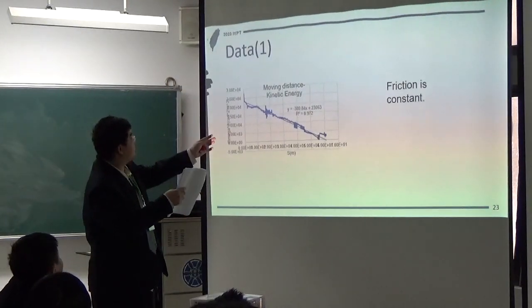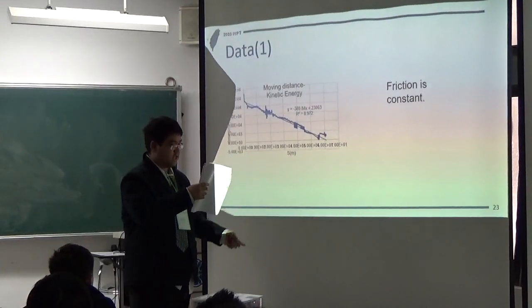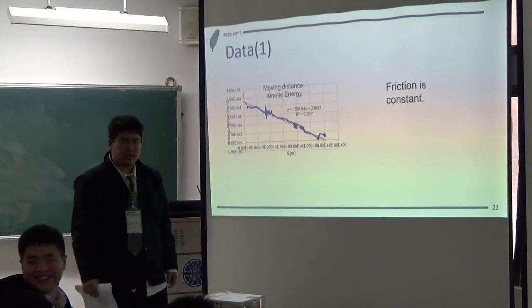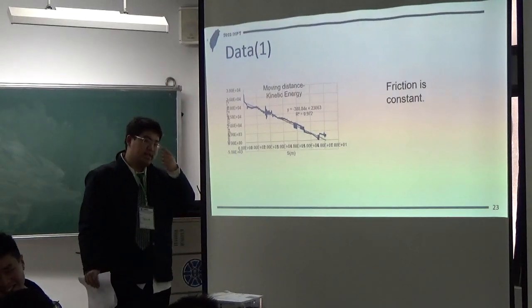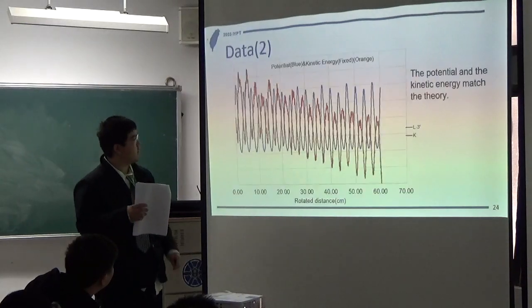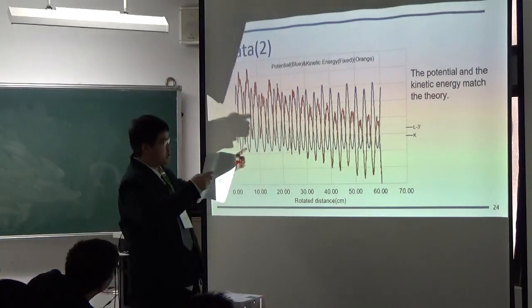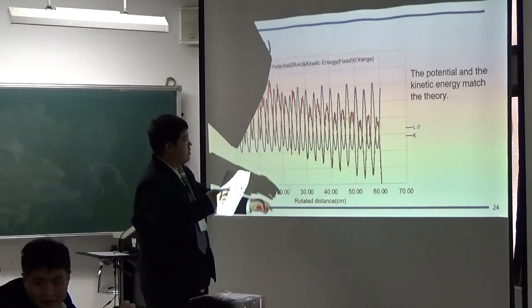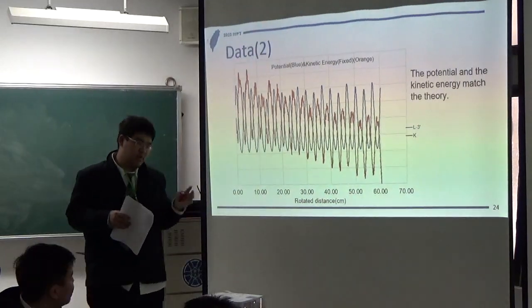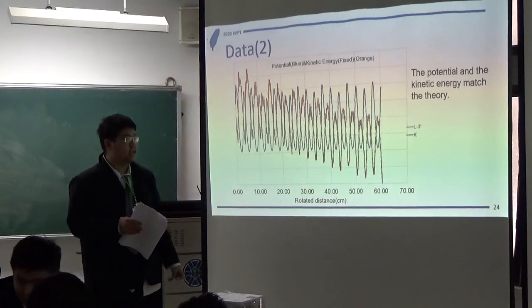And we could just take the differential of the straight line of those energies, and we found the friction is a constant. In the system, it only has kinetic energy and loss energy, and the alternate change between potential and kinetic energy. The blue line is potential and the orange line is kinetic energy.